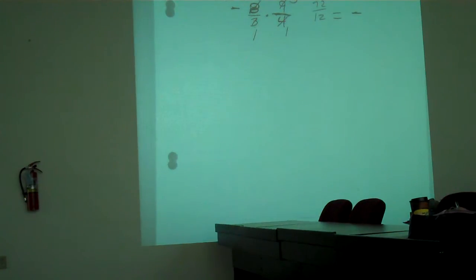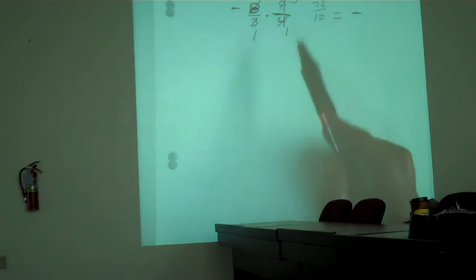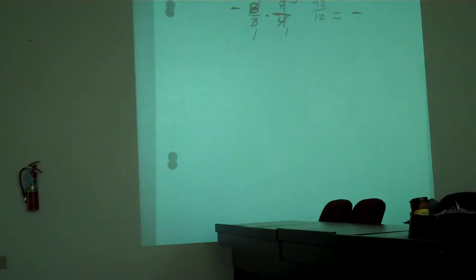Do you always want us to take it down to the lowest one? Yeah. If you'd gotten 72 over 12, you would have only got like half right. If it's not reduced, you're going to get part of it counted off. So when you're grading it, if you forgot to reduce it, just count half.